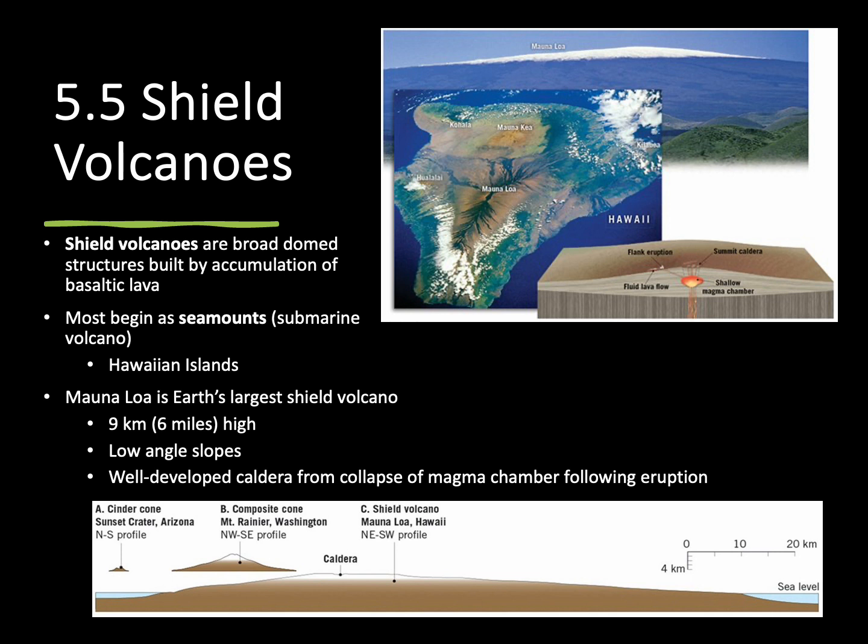And one of those is Mauna Loa, which is the world's largest shield volcano. It's over 6 miles high, and it's incredibly wide, with really low, gently sloping sides. And towards the center of this shield volcano, we see that there is a massive, really well-developed caldera, or center, where it's collapsed inward from a previous eruption.